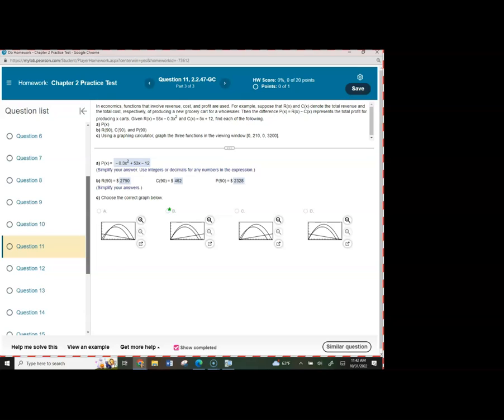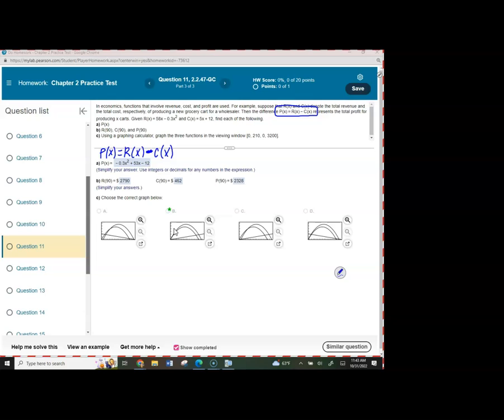11 is 3 parts. The first part is find function P. And if you notice right here, they're telling you that function P comes from function R minus function C. The trick here, the gotcha, anytime there's a minus, what needs to come right after it? Parentheses. So the trick here is to remember that when you write the minus, the very next thing needs to be parentheses, and then you're going to distribute that negative.